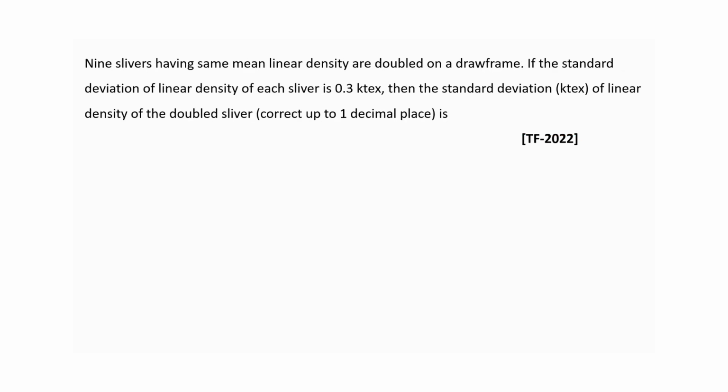It is also a 2-mark question, NAT type. 9 slivers having the same mean linear density are doubled on a draw frame. That means doubling is done on the draw frame machine. If the standard deviation of the linear density of each sliver is 0.3 kilotex, then the standard deviation of the linear density of the doubled sliver is. So you have to find the linear density of the doubled sliver.